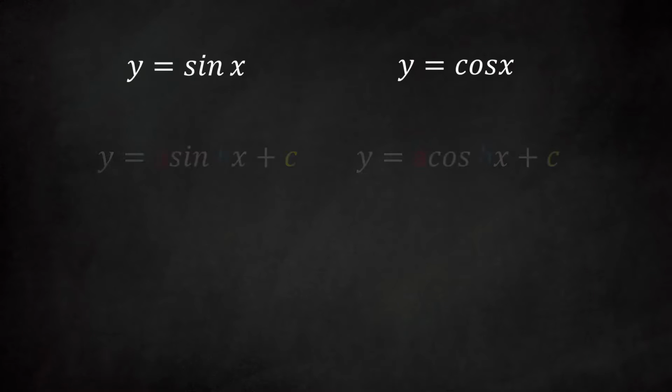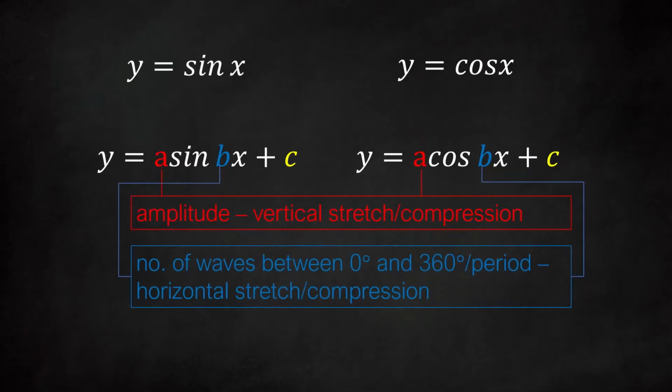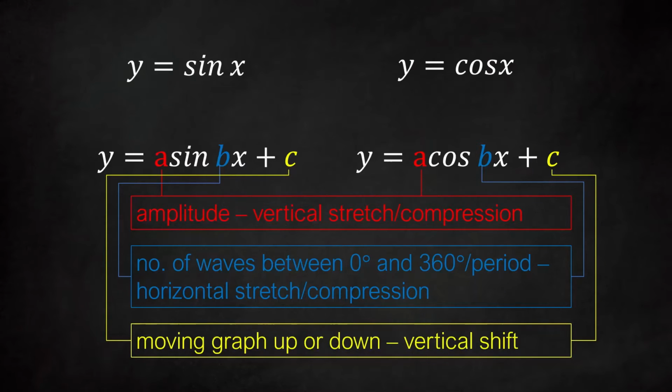Recalling the general form of the trig equations, we can now see what the blue b is about. Last time we looked at how the amplitude, the red a, corresponds to a vertical stretch or compression. This time we'll look at how the b represents how many waves there are between 0 and 360, and it corresponds to a horizontal stretch or compression. And last time we looked at how the c, the plus c, represents a vertical shift by moving the graph up or down.